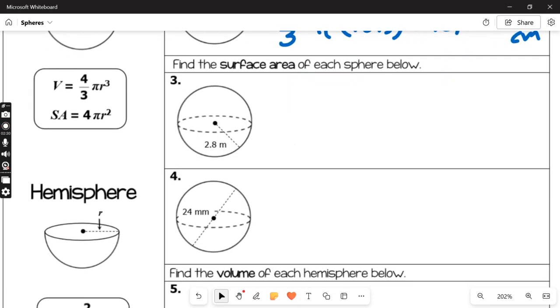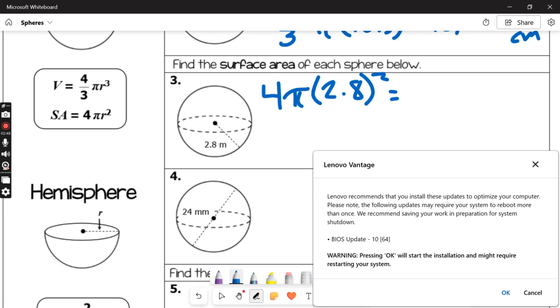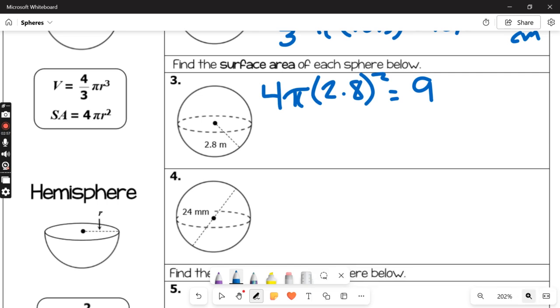Okay, next we're going to jump to surface area. Same thing, you have a formula for surface area. It's just 4 pi times the radius squared. We have our radius, so just filling that in, 4 pi times 2.8 squared. Okay, and then I can just type that into my calculator. 98.52 meters, and this is area, so it is squared.